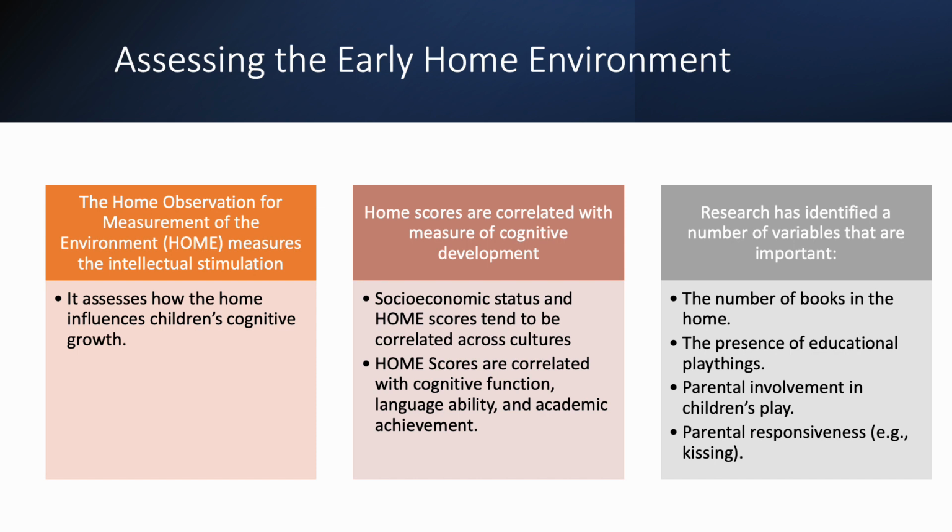Research has identified a number of variables that are important. For example, the number of books in a home, the presence of educational playthings, parental involvement in children's play, and parental responses that show affection for the child, like hugging the child or kissing the child.